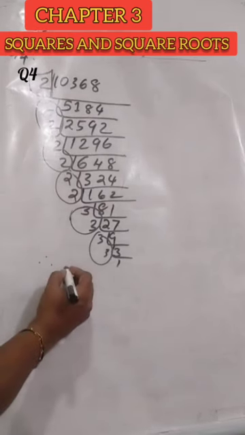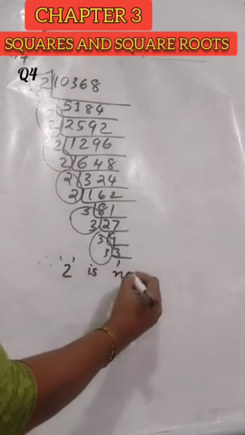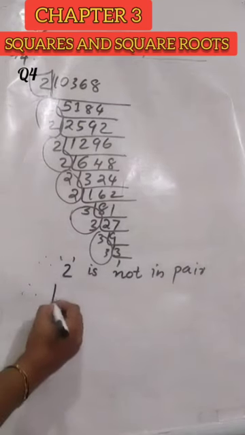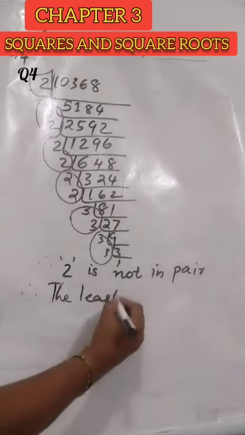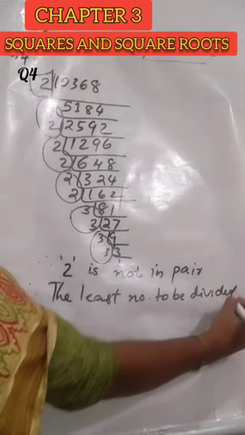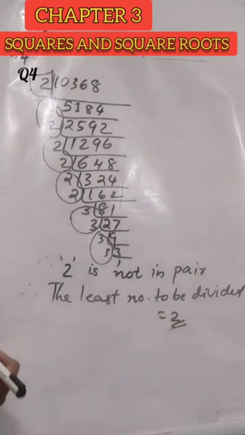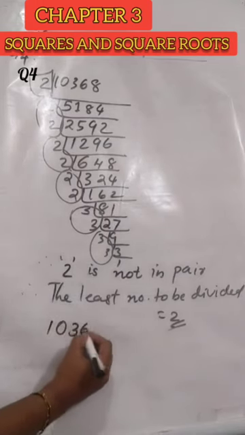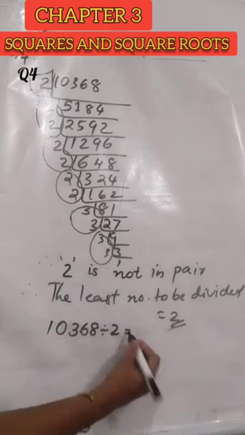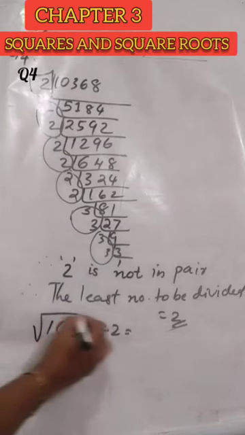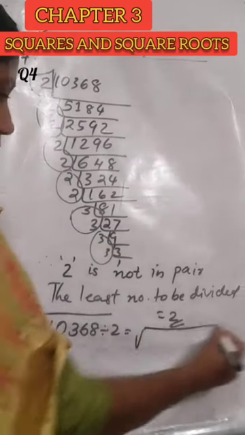Therefore, you can see this number is not in a pair. Therefore, the least number to be divided is 2. Okay. Then we get the result as a perfect square number. That is, 10,368 divided by 2 is a perfect square number. So find out the square root of that number.